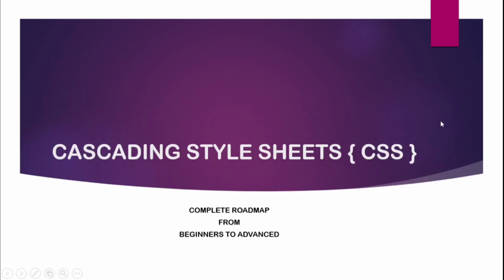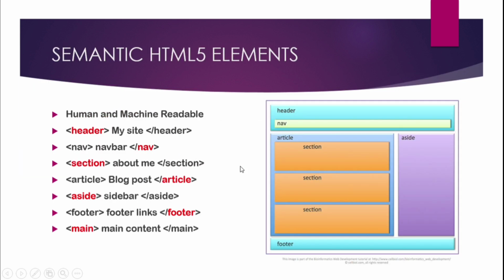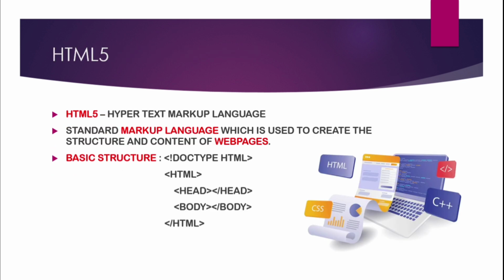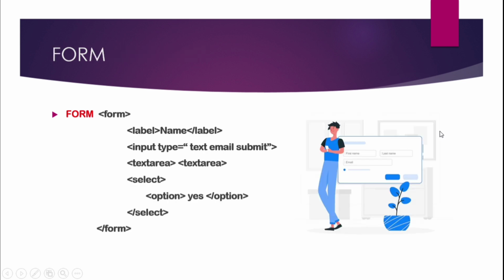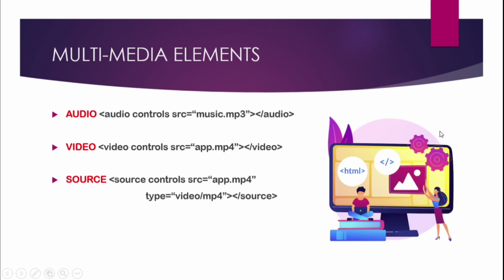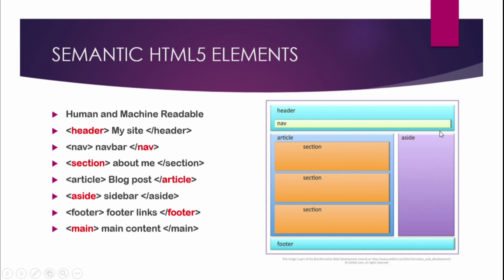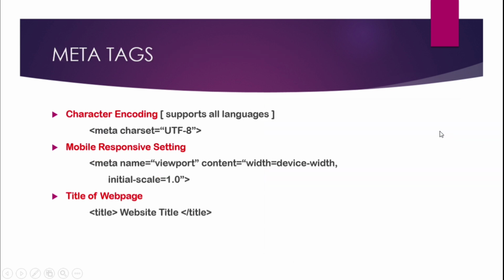So that ends the HTML5. You can see hypertext markup language is one of the standard markup languages. You can also consider it as a skeleton of the website. So this is the basic structure, and the core elements we have gone through: form element, multimedia elements, table creation, semantic HTML5 elements, meta tags. These are the major topics that you have to master for HTML5. So just go through this tutorial once again and practice them in your VS Code or any code editor that you have.